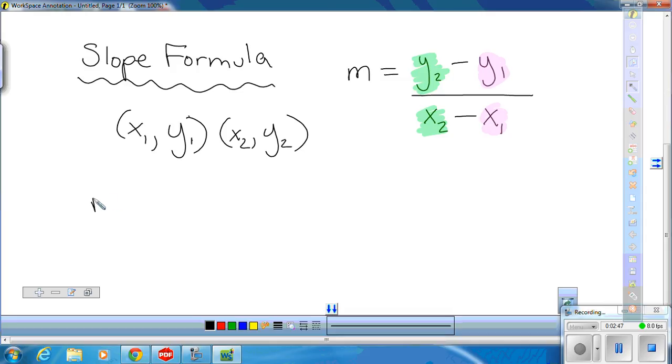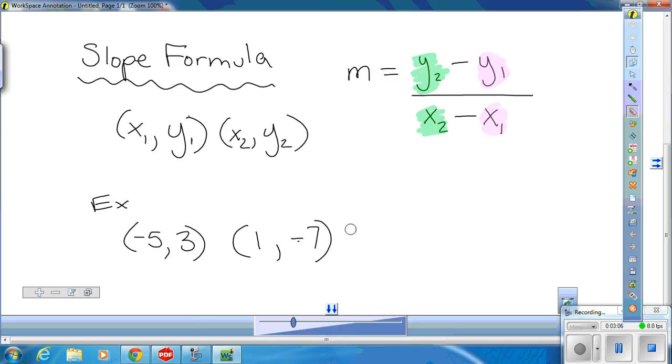But for example, if I have the 2 points, negative 5, 3, and 1, negative 7. So I've got these 2 points. If I want to find the slope, I need to remember that the y's go on the top and the x's go on the bottom. And I want to make sure that this x and y, the x on the bottom and the y on the top, come from the same point, and that this x and y come from the same point.